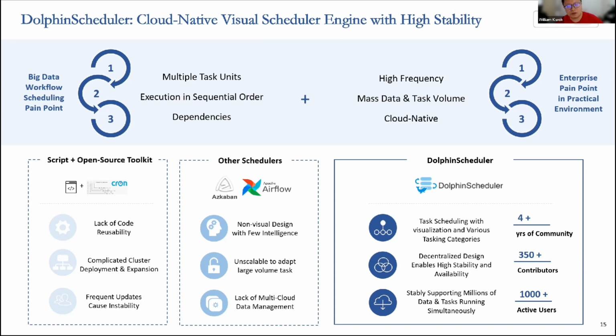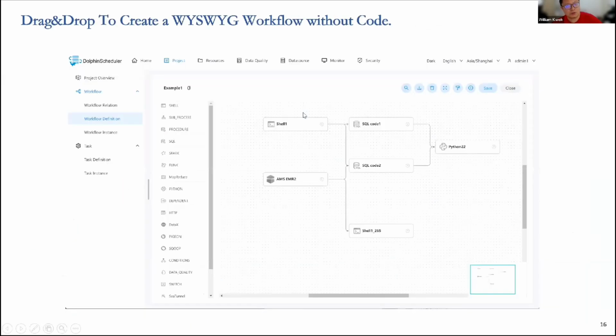It's a multi-master and a multi-worker. Also we notice that users can use DolphinScheduler to support millions of tasks and billions of data running in their data platform. DolphinScheduler has more than 1,000 active users and more than 350 contributors, and it has many users.